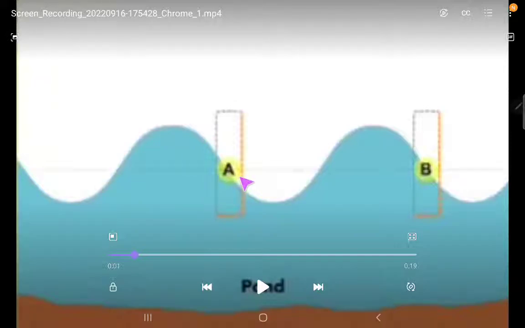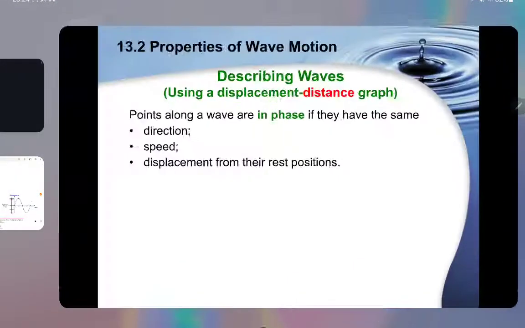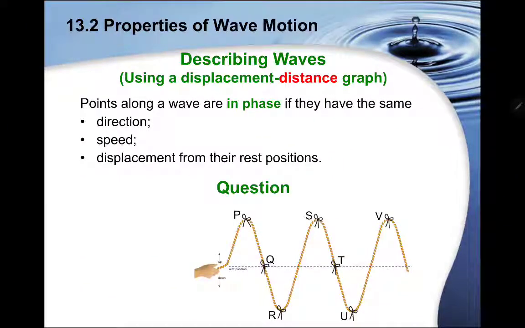If you notice, the two points in phase are exactly one oscillation apart. We'll talk about that later. Of course, that was a moving video, but what about a static displacement-distance graph? Can you identify points in the graph that are in phase with each other?